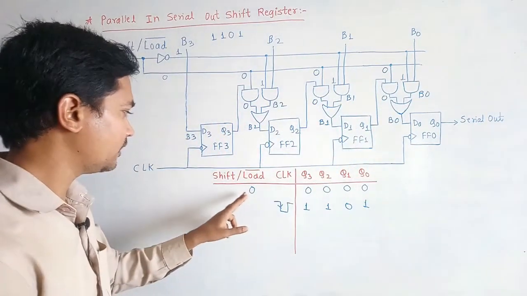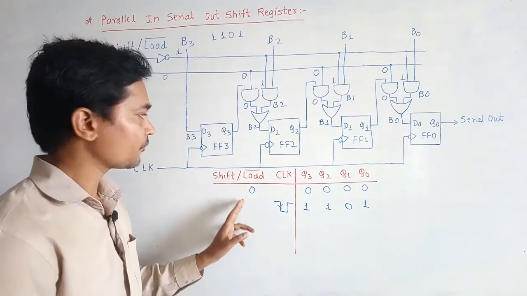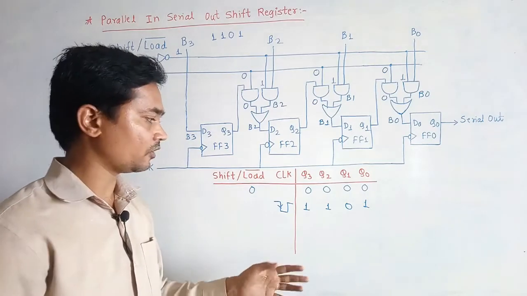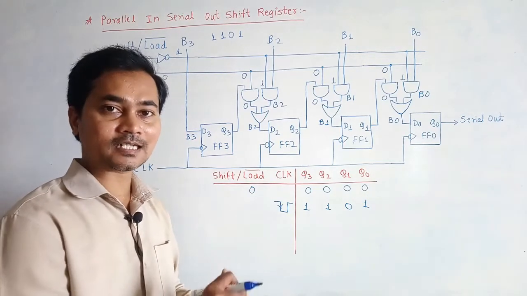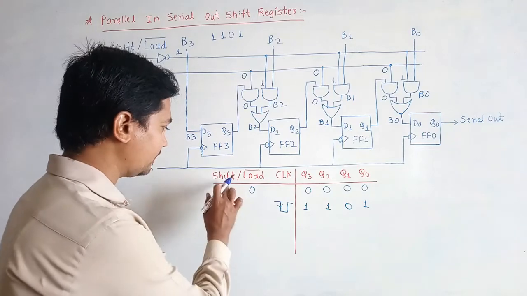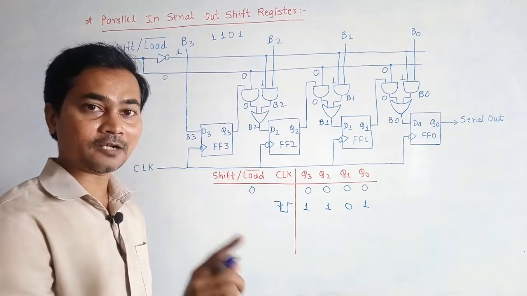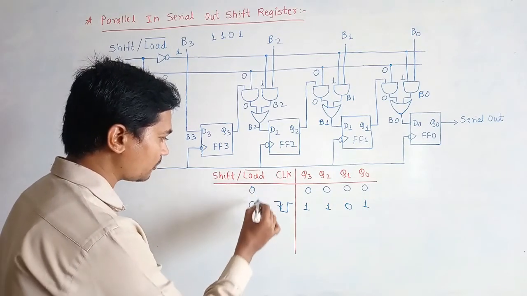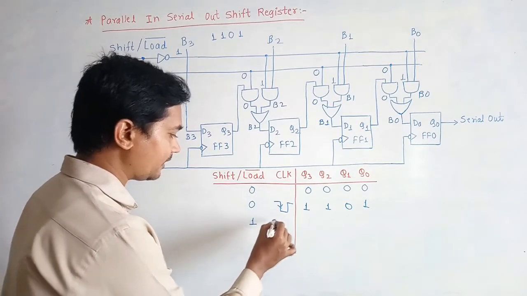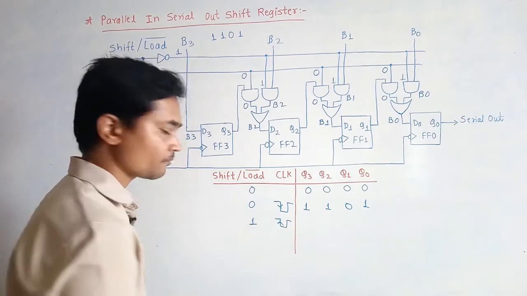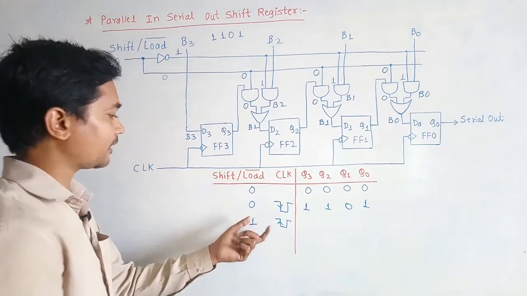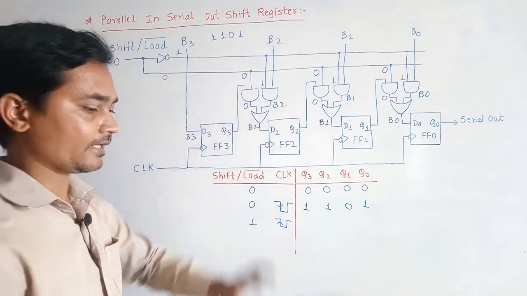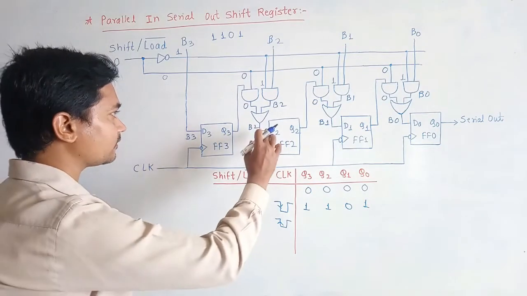Otherwise, if you still keep this load bar equal to 0, then the outputs will always be 1 1 0 1. We want to change the output, we want to shift the data towards the right side, and that's why this shift/load bar signal should be made 1. Now the shift/load bar signal should be made 1, and then apply the clock. What will happen after applying the clock? Actually, before applying the clock, we will see what changes happen in this circuit diagram. So I will just remove these signals.